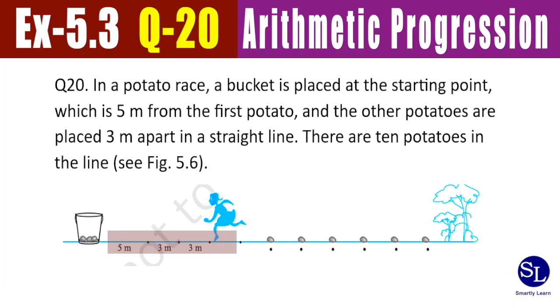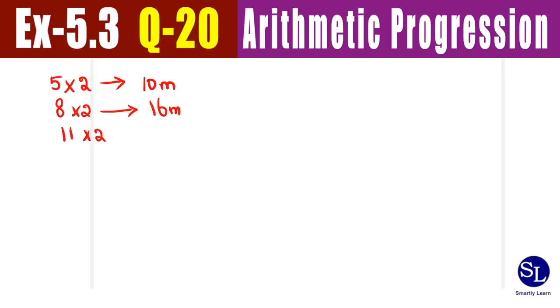Now in the third case, she has to travel another 3 meters more. So the total distance is 5 plus 3 plus 3, that is one way. So 5 plus 3 is 8, 8 plus 3 is 11. And remember, she has to go to and fro to pick and to drop. So this is going to be 11 into 2, 22 meters. And so on. Now that we have got a pattern, we are writing it in terms of a series: 10 meters, 16 meters, 22 meters, and so on.